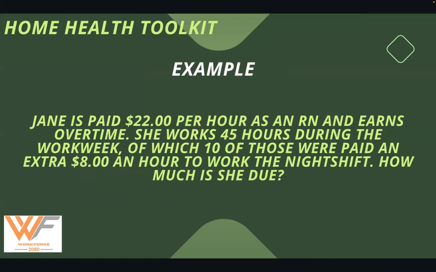So let's look at a concrete example. Jane is paid $22 per hour as an RN and earns overtime. She works 45 hours during the work week, of which 10 of those were paid at an extra $8 an hour. So if she works the night shift, she basically is going to earn $30 an hour. So now, what is she due and how much is she due?